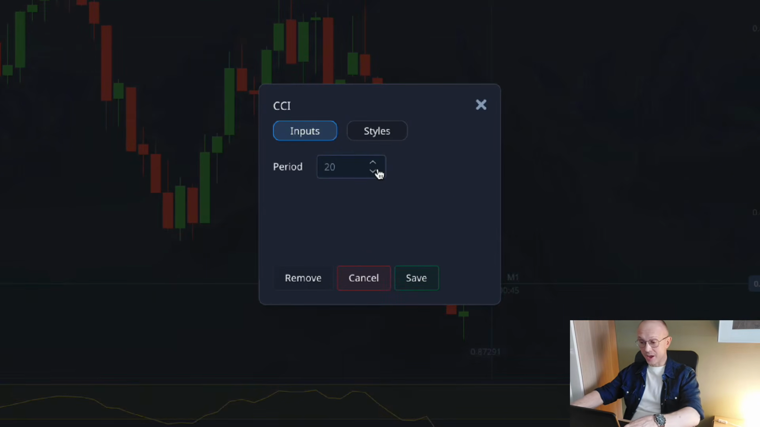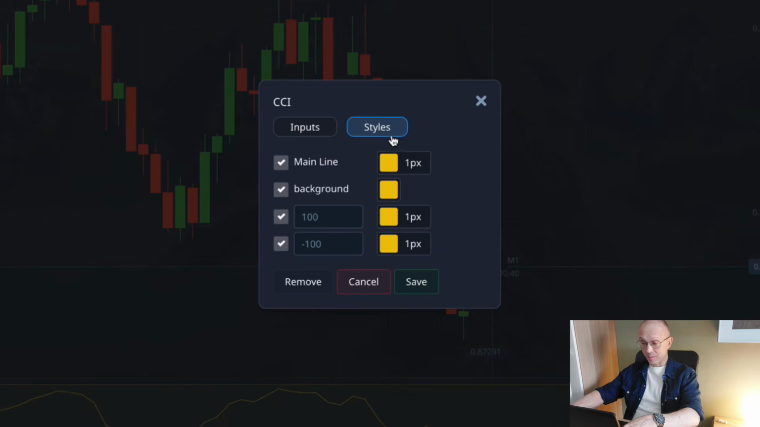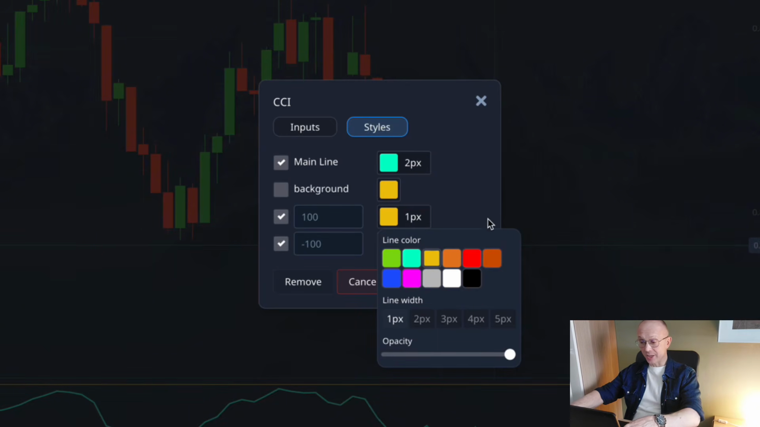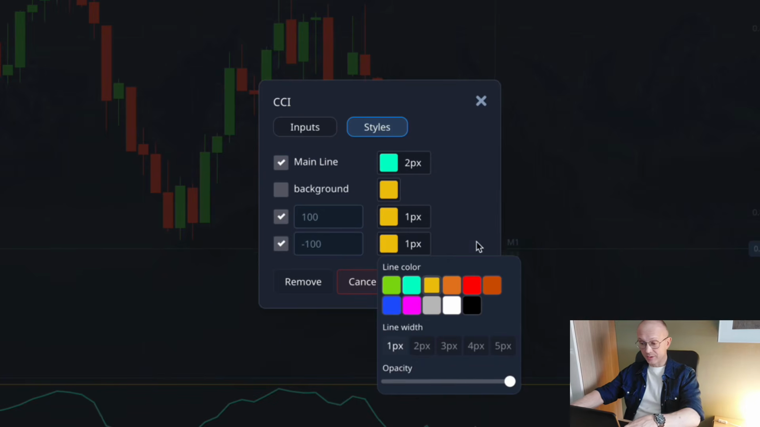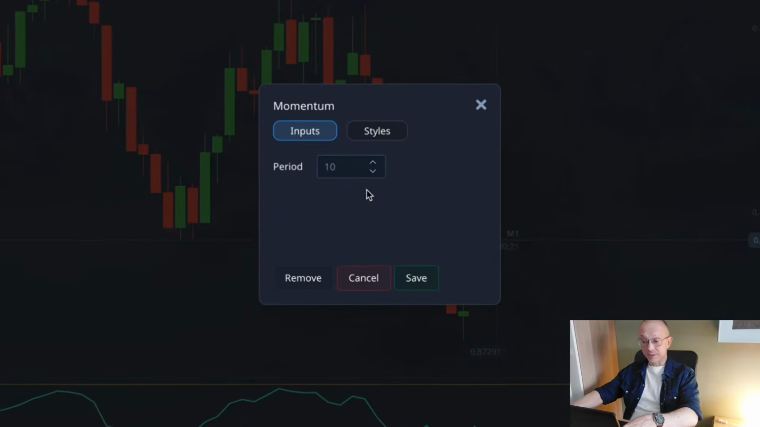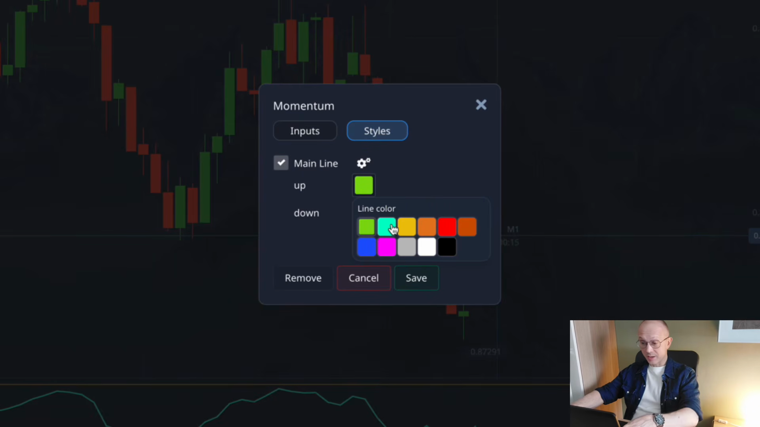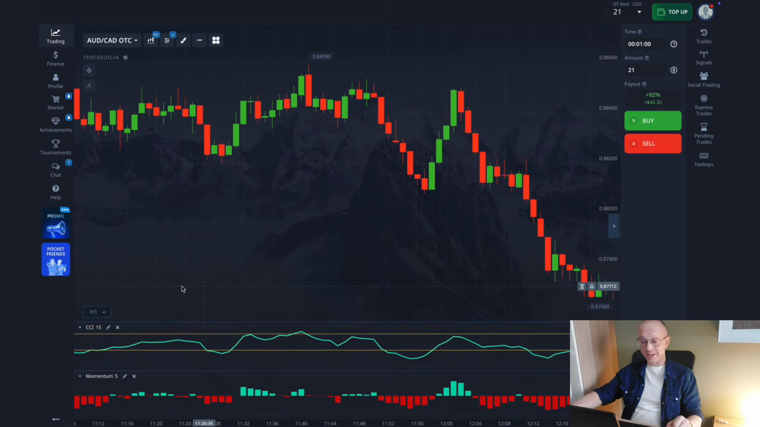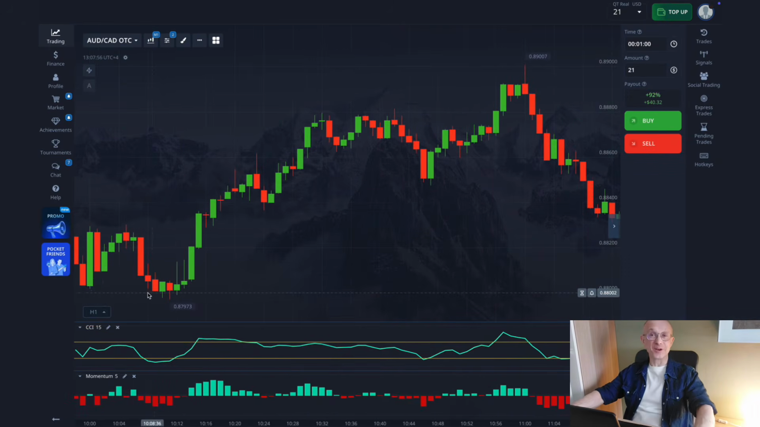Let's configure the CCI first, set the period to 15, go to Style, disable the background, set the main line to turquoise with a width of 2, and for the 100 and minus 100 lines, move the opacity to the right and save. Let's configure the momentum, set the period to 5, go to Style, make the upline turquoise, and save. So, the indicators are ready to go, and friend, if you trade on your phone, configure it the same way.